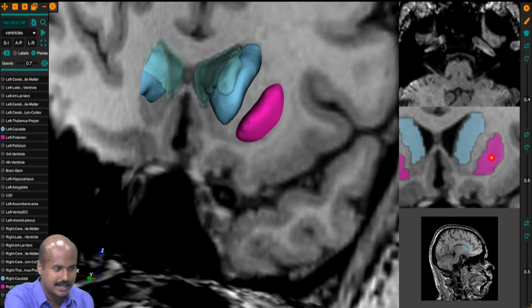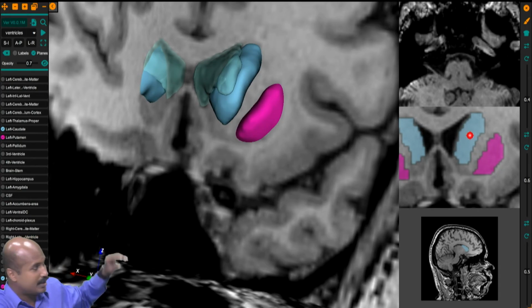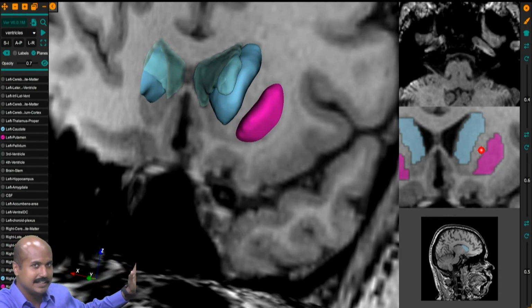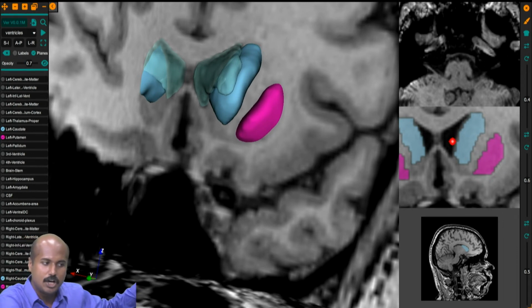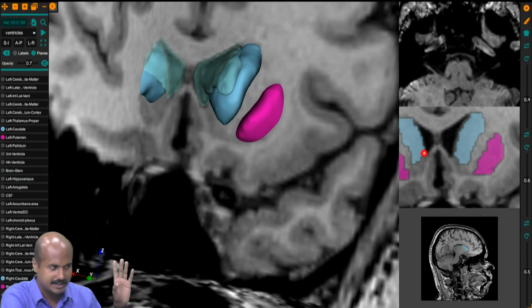I can show that in this section image also. You can see the caudate over there, the blue. This is the putamen. Between that you can see the internal capsule. So the internal capsule is not related to the lateral ventricle. The lateral ventricle anterior horn is having this profile, this shape, because of the bulge of the head of the caudate. So that relation is very clear now.